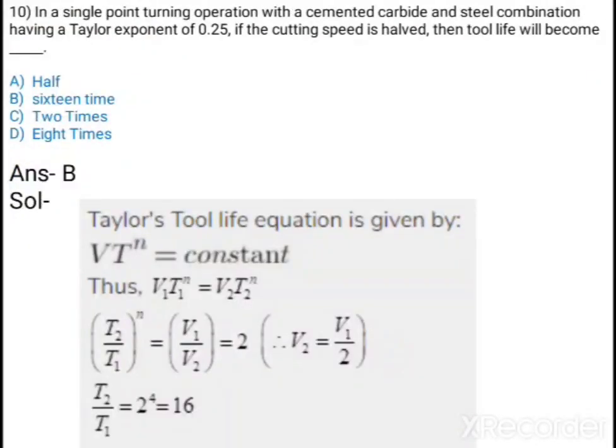Now in question number 10, in a single point turning operation with a cemented carbide and steel combination having a Taylor exponent of 0.25, the cutting speed is halved, then what will the tool life become?